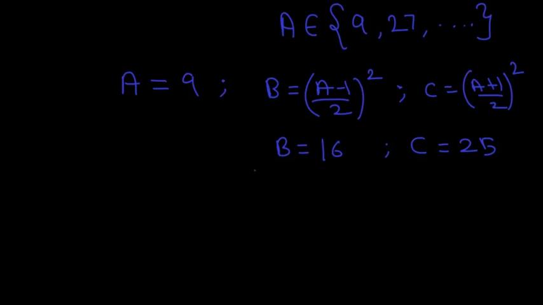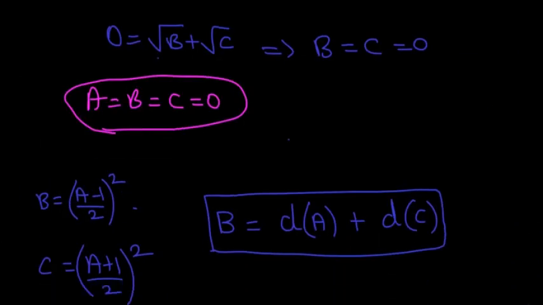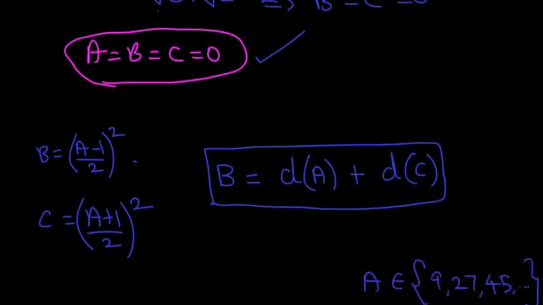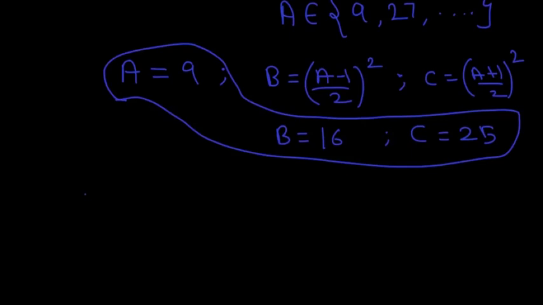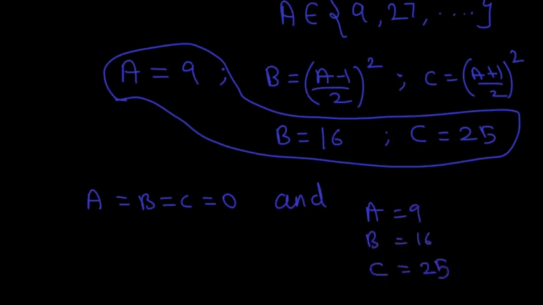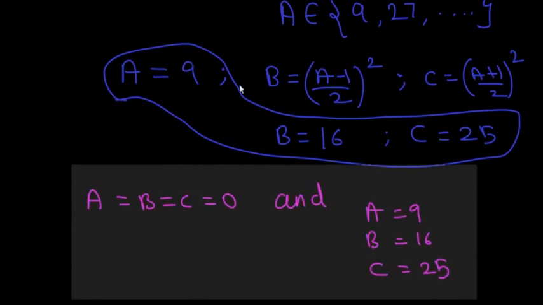Therefore, in the middle we have seen that this is one solution: a is equal to b is equal to c is equal to 0. And now we have got another solution. Therefore, this has only two solutions: a is equal to b is equal to c is equal to 0, and a is equal to 9, b is equal to 16, and c is equal to 25. So these are the only two solutions for this question.